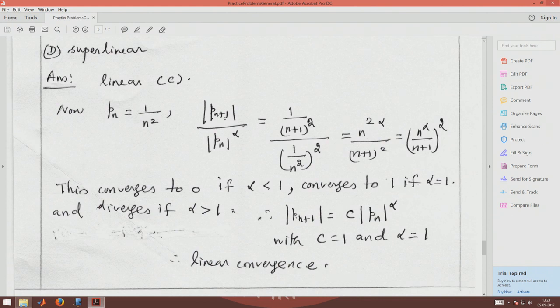So, modulus of P(n plus 1) must be C into modulus of Pn to the power of alpha, with C equal to 1 and alpha equal to 1, and so you conclude that the method converges and its order of convergence is 1. So, it has linear convergence.